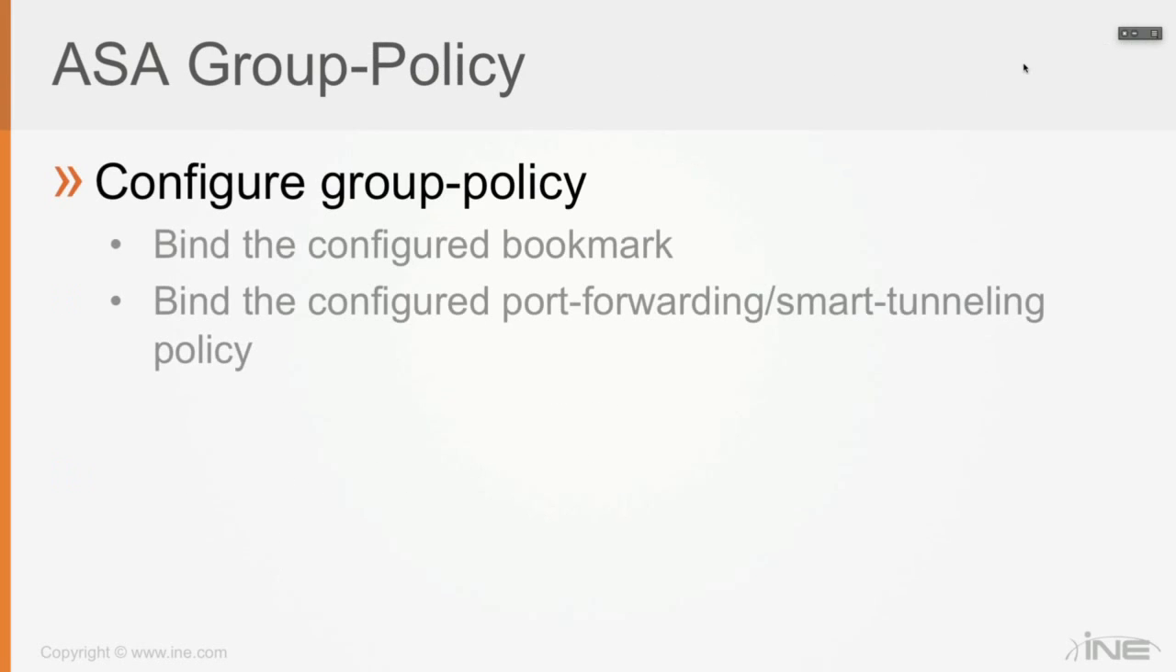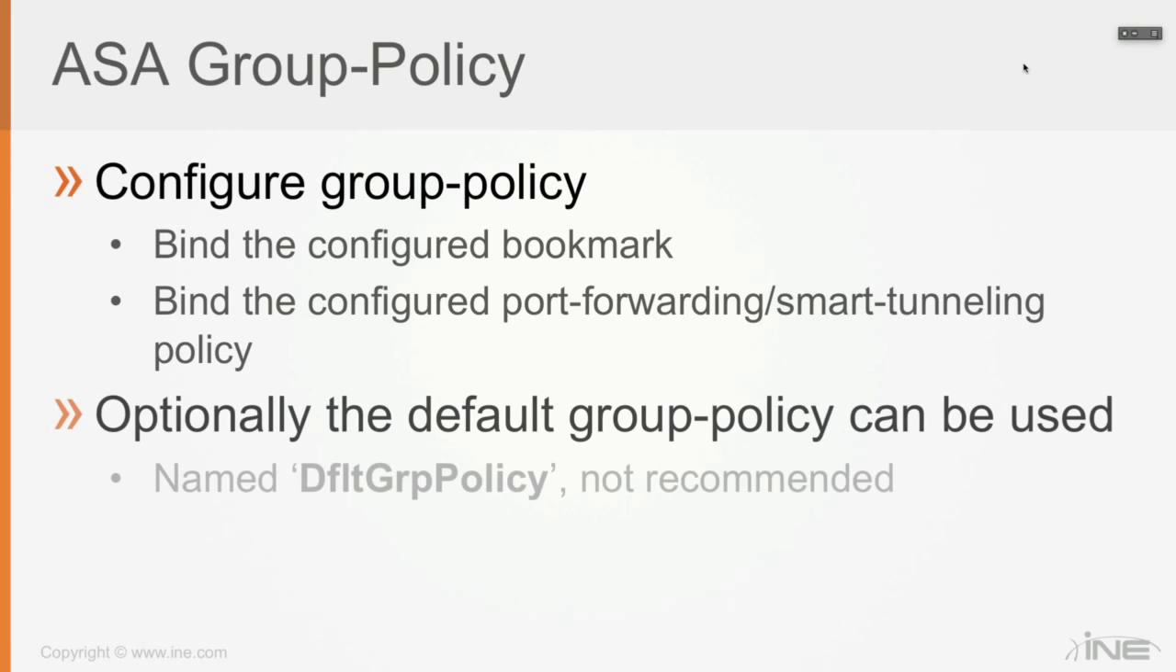Then we configure the group policy, and we bind the authorization attributes like the port forwarding configuration, the smart tunneling configuration, or the bookmark configuration. Optionally, just like in the case of client-based, we can use the default group policy, not recommended. We talk more about this in the CCNP class.